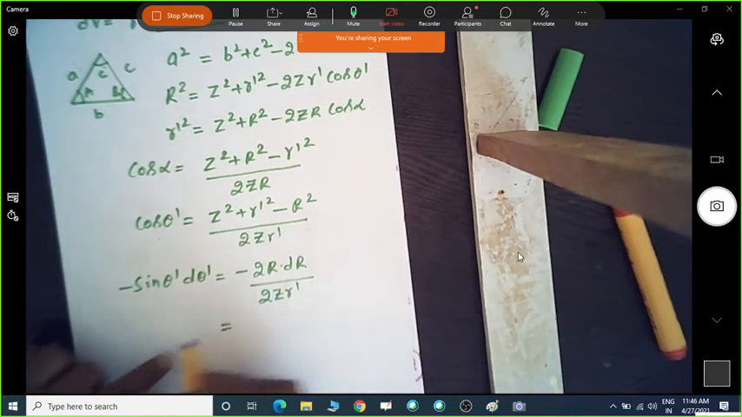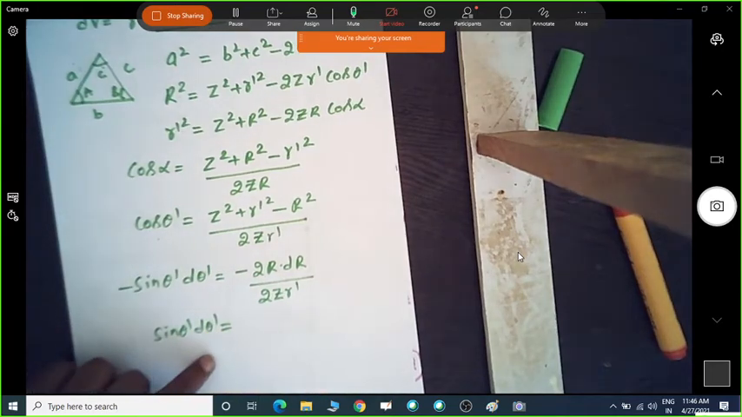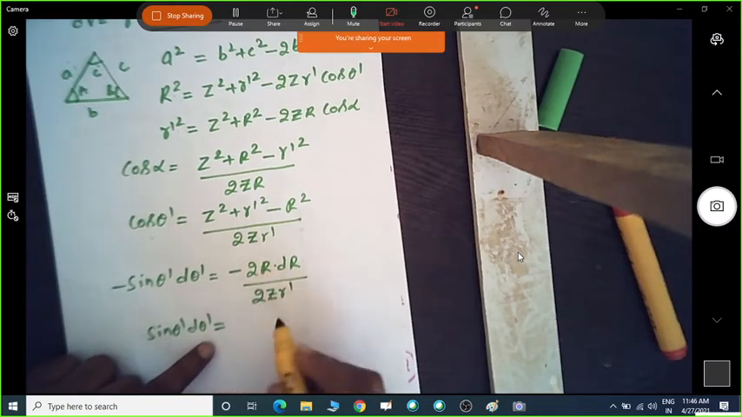So now sin theta dash into d theta dash is given by, the negative sign will cancel out and the 2 will cancel out. We will end up with r dr divided by z r dash.